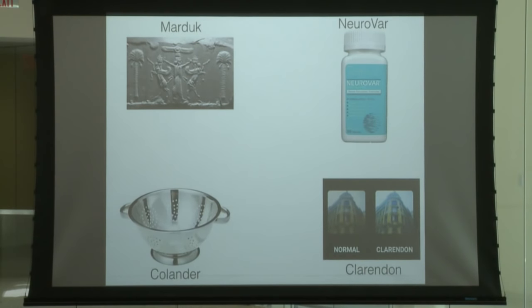So what do we call this thing? Well, we thought about calling it Marduk, which was this Babylonian dragon net hunter, or Neurovar, which is this dubious neurostimulant that you could buy on Amazon for a while until it got outlawed, or a colander, which I really like because it filters noodles, or Clarendon, the Instagram filter that makes your pictures all look the same. But we're calling it CNNScoreVariants because the GATK philosophy is call the tool what it does. This tool scores variants.